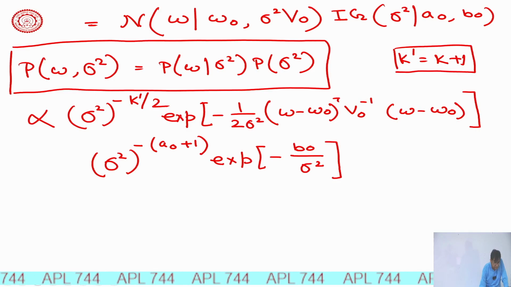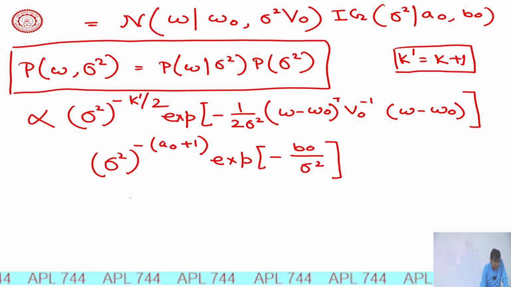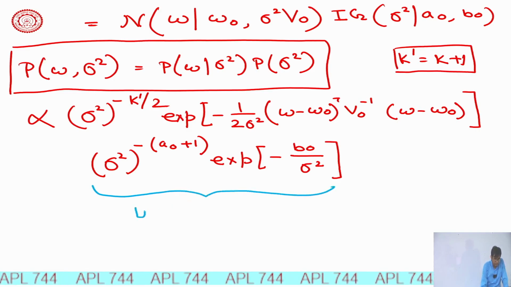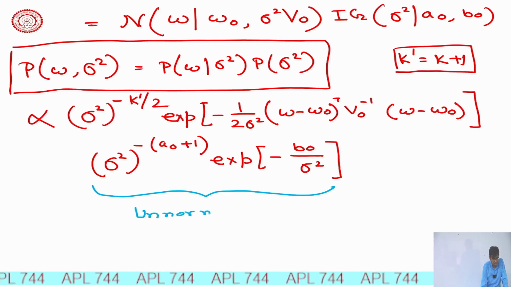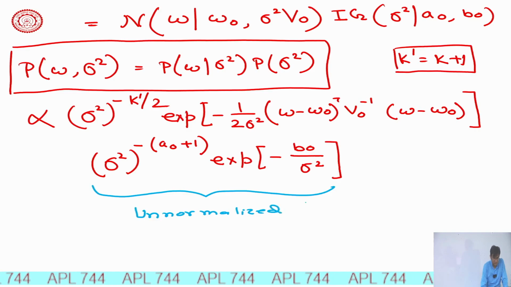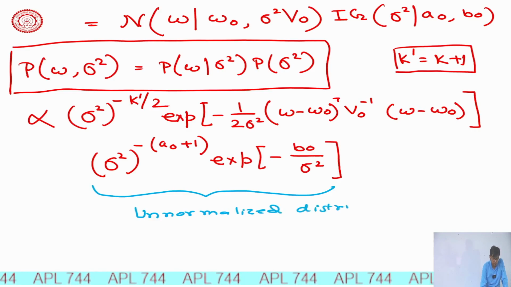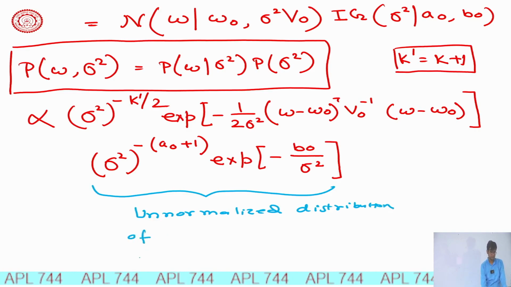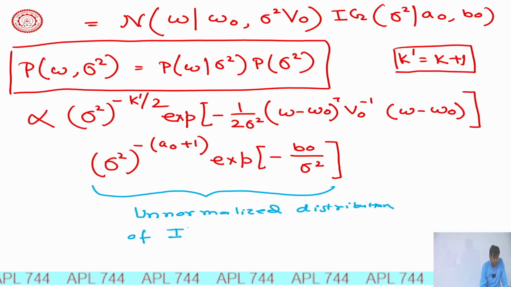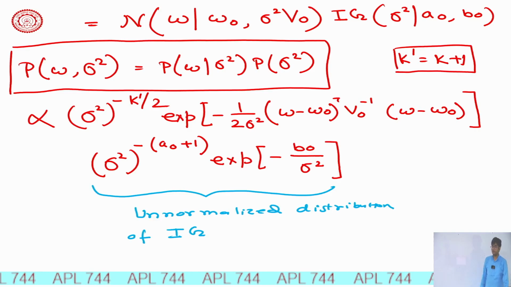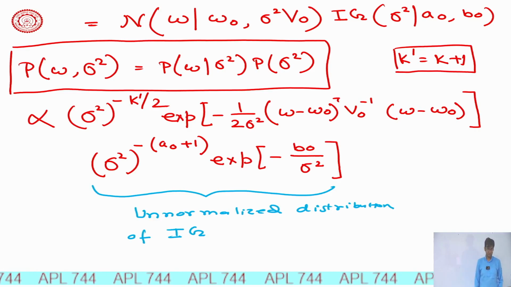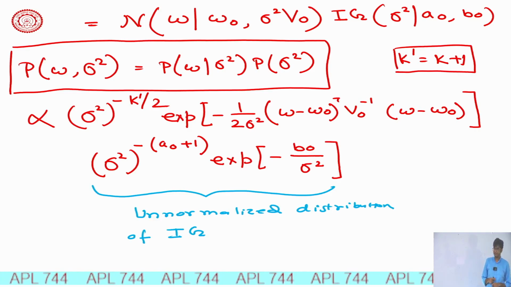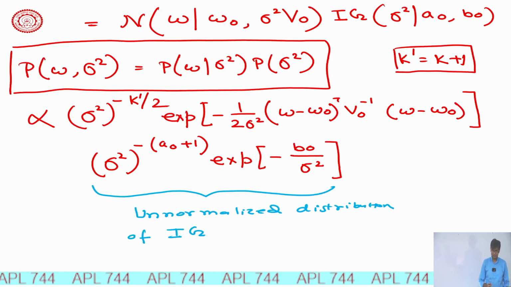Okay. So, let us write it down. So, this is the unnormalized distribution of the inverse gamma. Okay. So, we got the prior also, let us call it equation number 2 maybe.